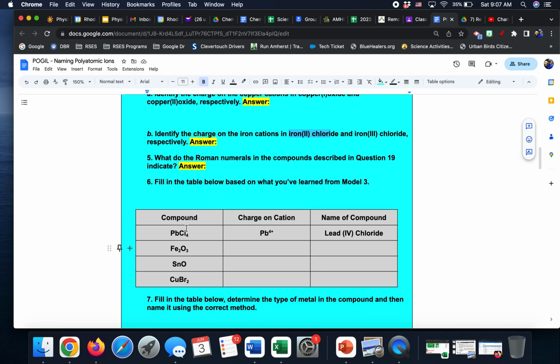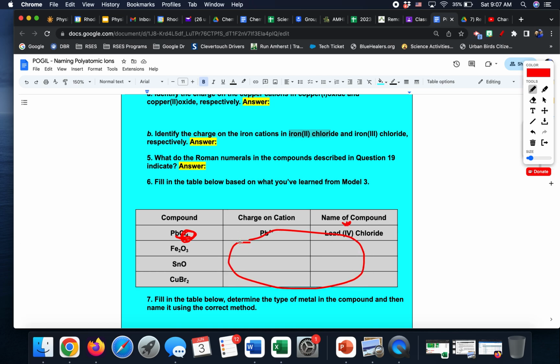And then here's an example. PbCl4. The charge on the cation is 4. Remember the crisscross method. This is how we know the charge. There's 4 of these. And because the charge is 4, that's what the Roman numeral is. So try these 3. Again, if you're a little off, we went over them in class, so try your best, but do not leave them blank.